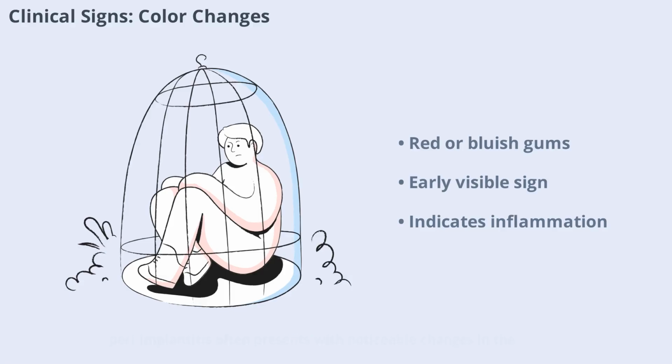Clinically, peri-implantitis often presents with noticeable changes in the color of the gum tissue around the implant. The healthy pink color may turn red or bluish, indicating inflammation. These color changes are often one of the first visible signs that something is wrong. Dentists look for these subtle shifts during routine checkups, as early detection can help prevent further damage.